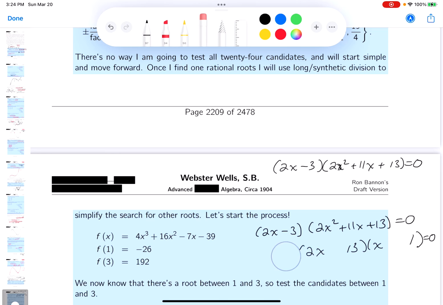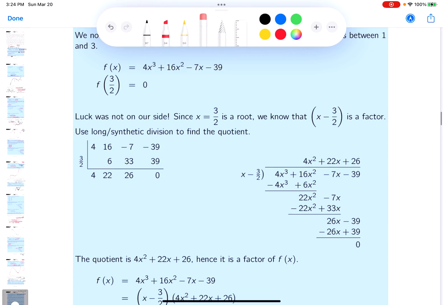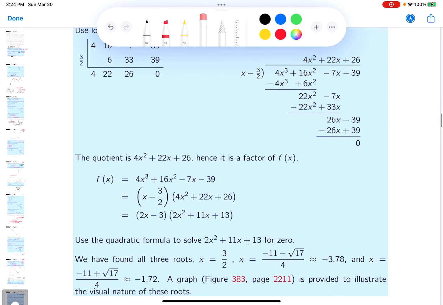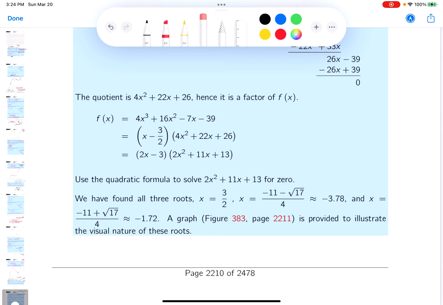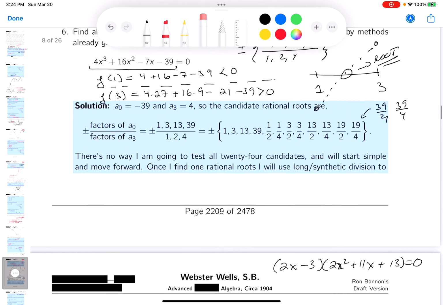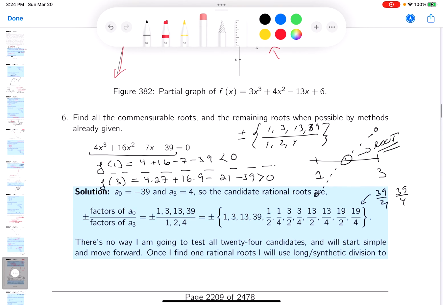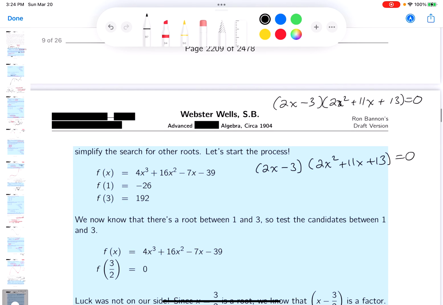So, I've only got one rational root. The other ones are going to be irrational. All right, let's see what we got over here. Yeah, they list the irrational ones out, and they do it by the quadratic formula. But let me just read the question. Yeah, they're just looking for the rational root. There's only one, and the only rational root here is 3/2.